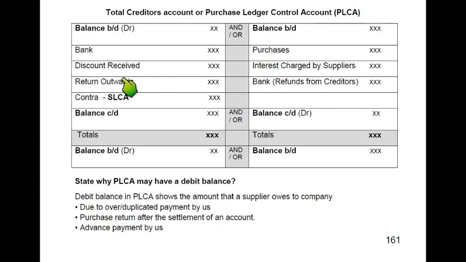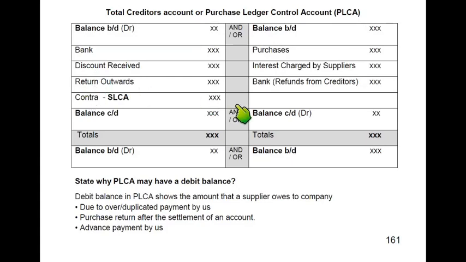Then there is the transaction discount received. If we pay our suppliers earlier than we have promised, the supplier as an incentive gives us a discount. This is discount received. After receiving the discount, our liability will be decreased. Therefore liability will be debited and discount received, which is an income for the business, is credited. The entry will be PLCA debit and discount received credit.